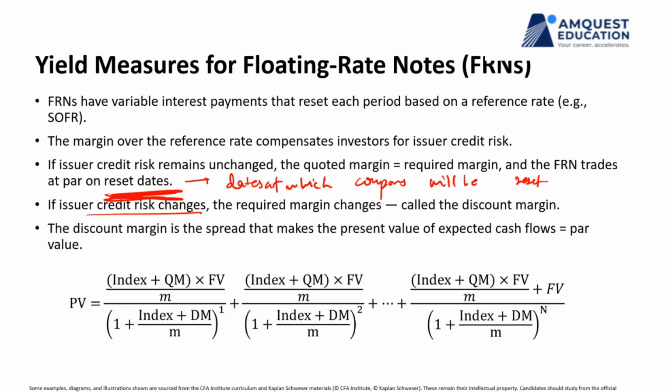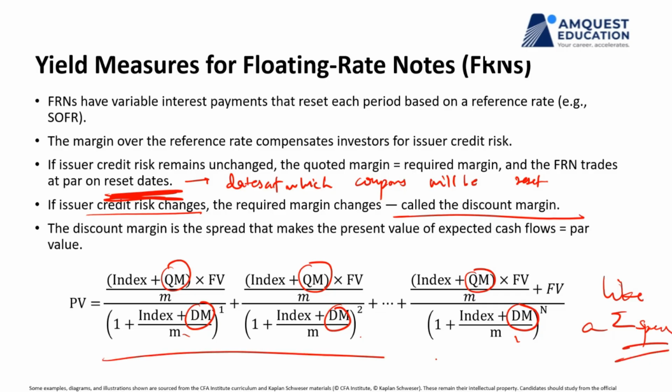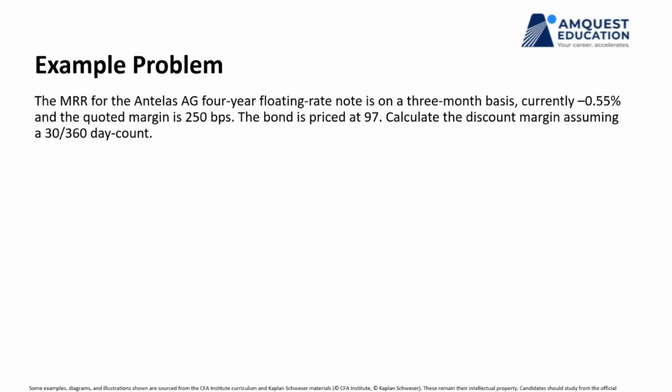However, if the issuer credit risk changes, the required margin changes, and this is called the discount margin. The discount margin is the spread that makes the present value of cash flows equal to par value. So now if you see, there is a discount margin added everywhere. This is the quoted margin. And discount margin is a number like a Z spread. It is not a Z spread, but it is like a Z spread, which makes your equation equal to the present value of the bond. Let's understand this using an example that I think at times does help.